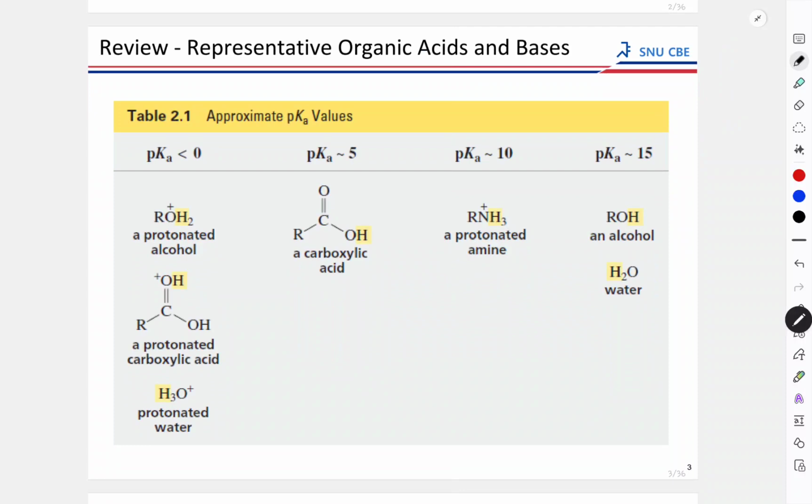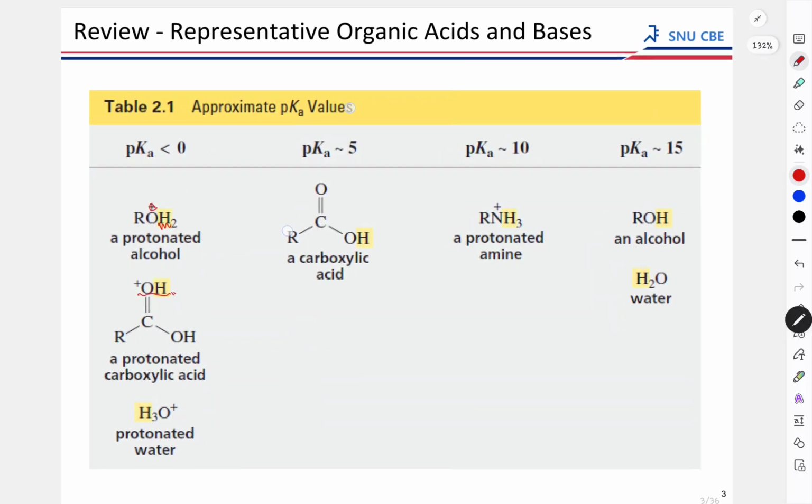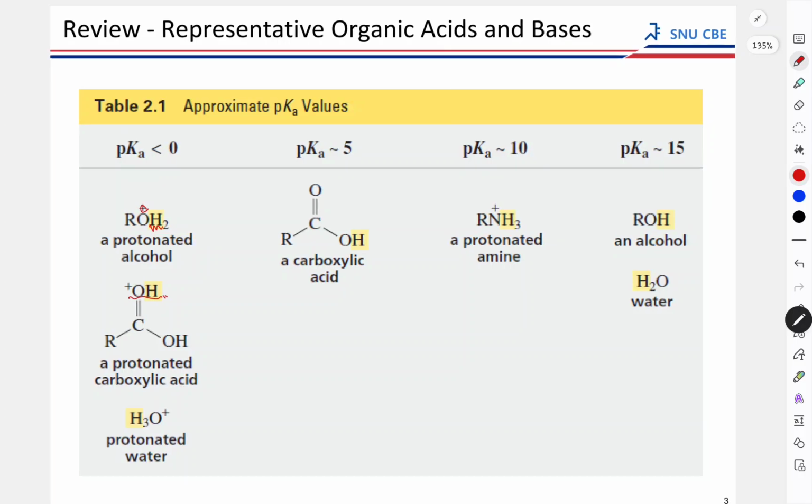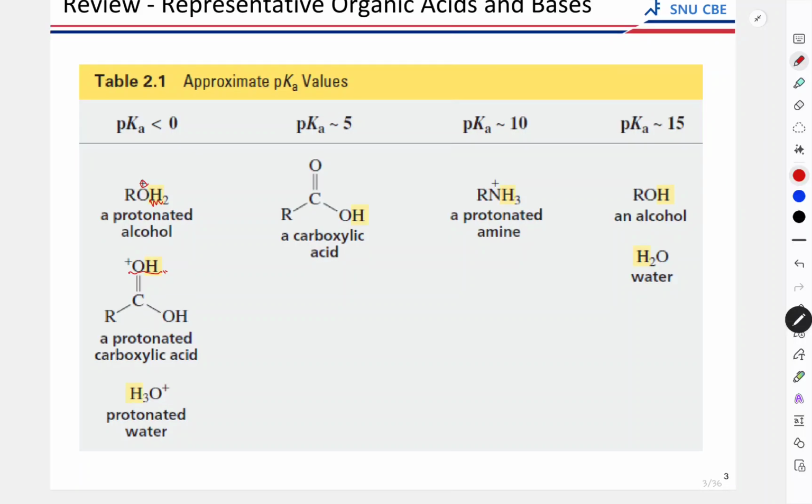The pK value is less than 0, meaning very acidic. And protonated carboxylic acid, the carbonyl oxygen site, is also quite acidic. And as you know, the hydrogen cation or H3O plus, it's protonated water, is also a quite strong acid. And the typical acids we discussed are the carboxylic acids, pK values around 4 to 5, and you have the protonated amine, its pK values around 10, alcohol, water 15 or 16.